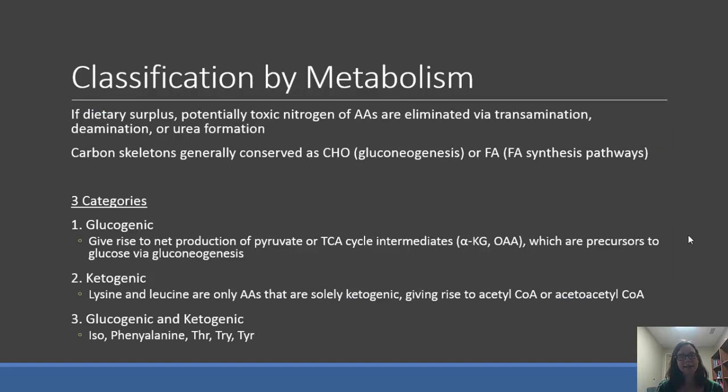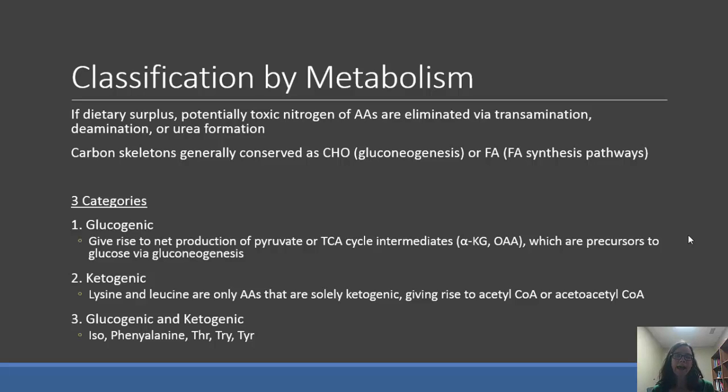And then we can also classify proteins by how they are metabolized. So if we have a dietary surplus of amino acids, the nitrogen of the amino acids is eliminated, and we'll talk more about that moving forward, but the carbon skeleton of the amino acid is conserved. And through this, we can produce carbohydrate through gluconeogenesis, or we can produce fatty acids through fatty acid synthesis pathways.